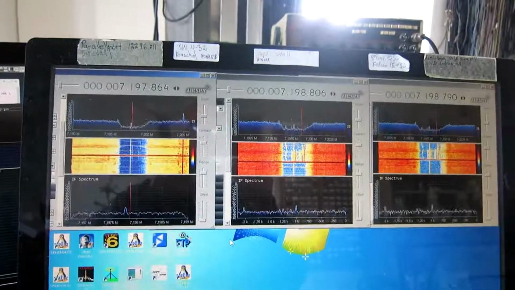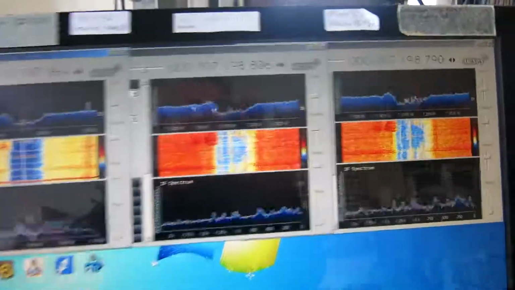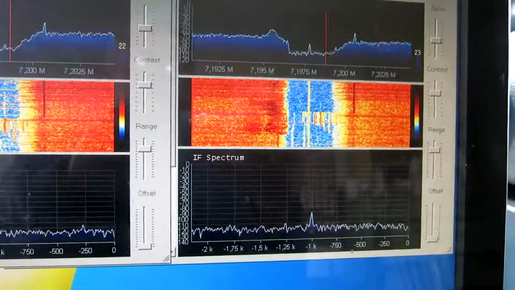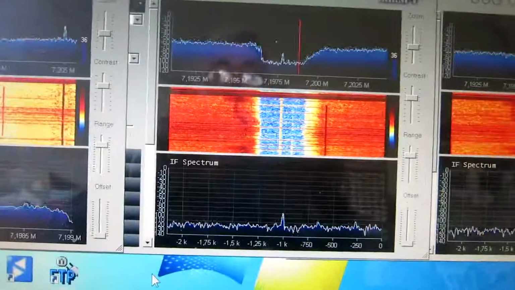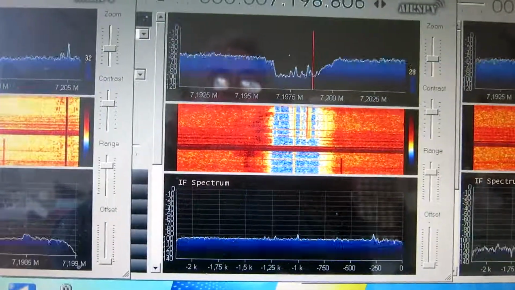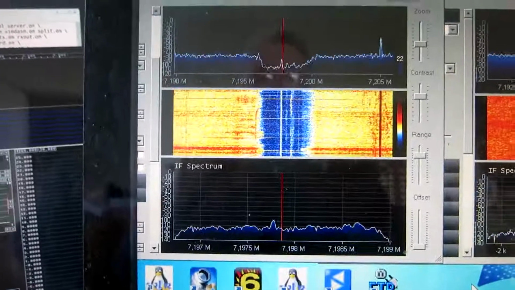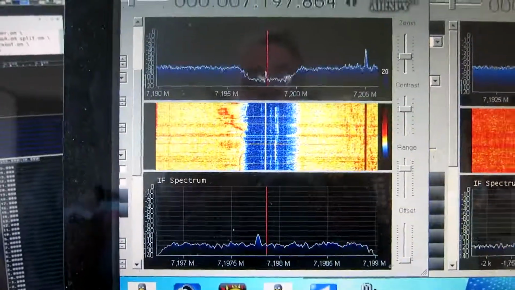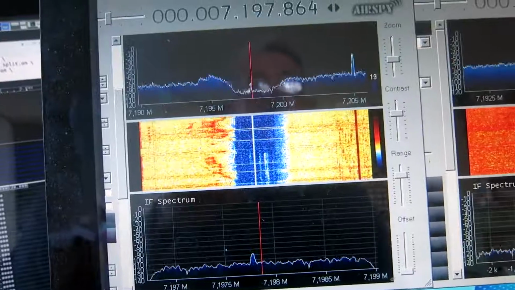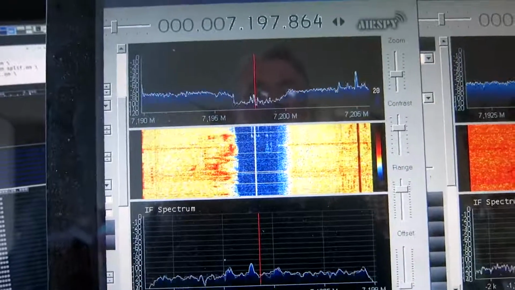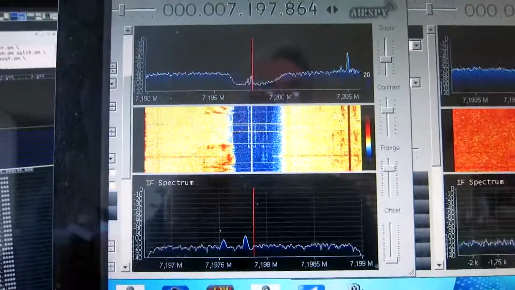I have now set all the units to use AGC. This is the one with the preselector, and this is the one without the preselector, and this is the old 1.2 firmware with the 1633 version of SDR-SHARP.